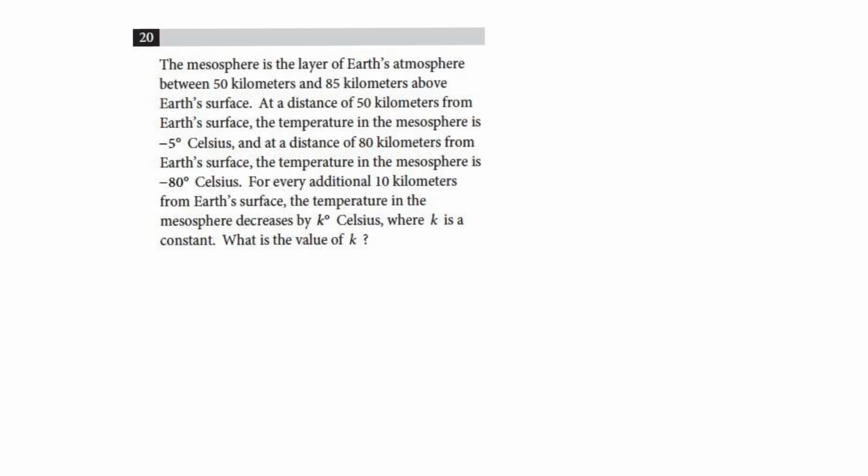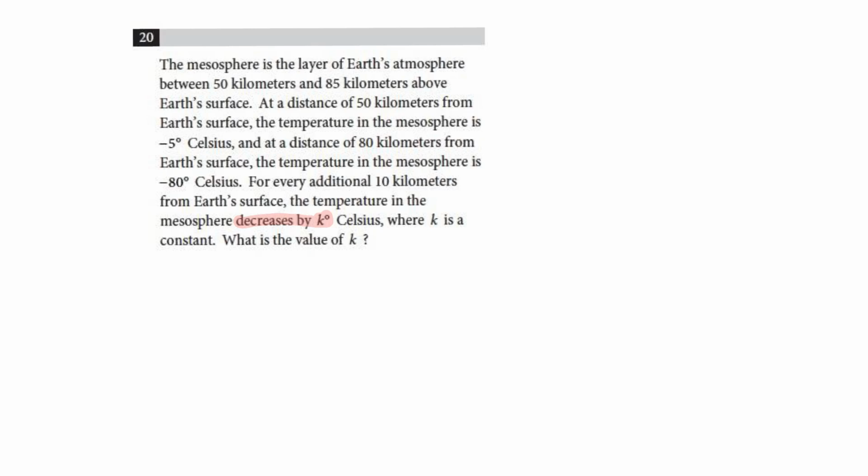between any two data points should give us the rate of change, and k is the rate of change. That's what they're saying. It decreases by k. Okay, so our first point, the temperature in the mesosphere is 50 kilometers from Earth's surface.